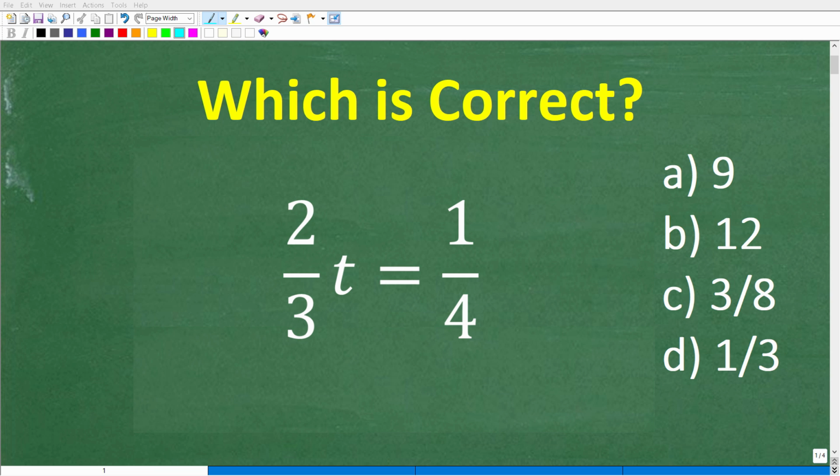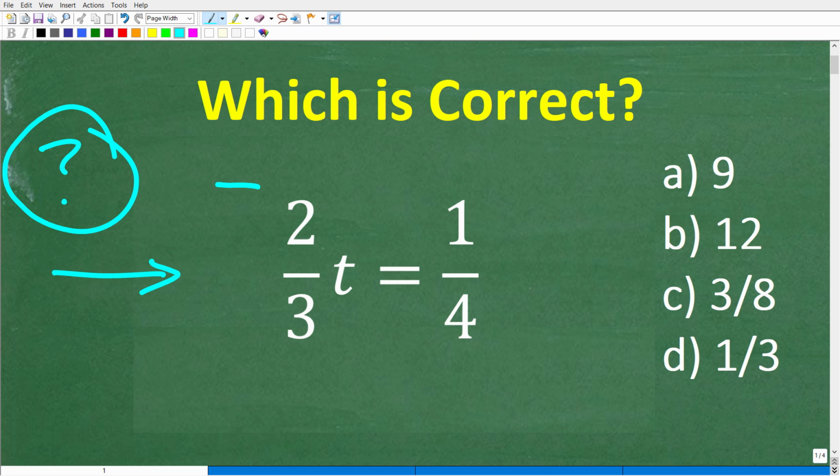Okay, so even if you know how to solve this basic algebra equation right here, it's possible you could be using an ineffective method or a wrong approach to get to the solution. So what am I talking about? Well, of course, I'm going to explain this in the video, but first, let's see if you can solve this basic algebra one-step linear equation.